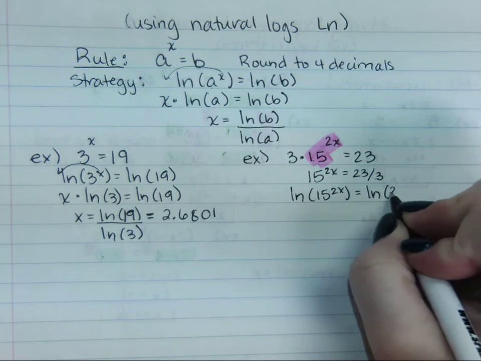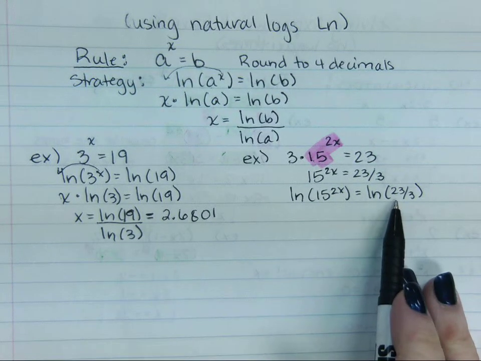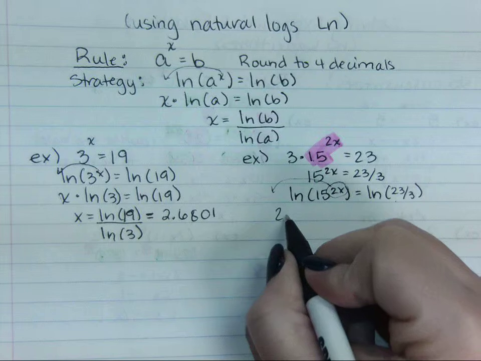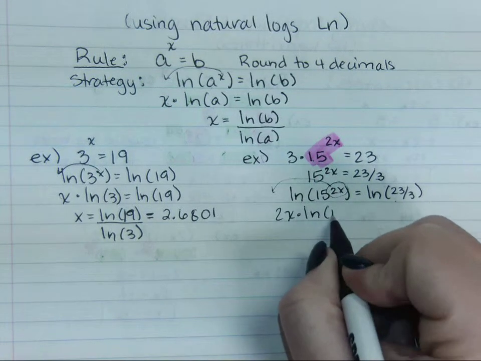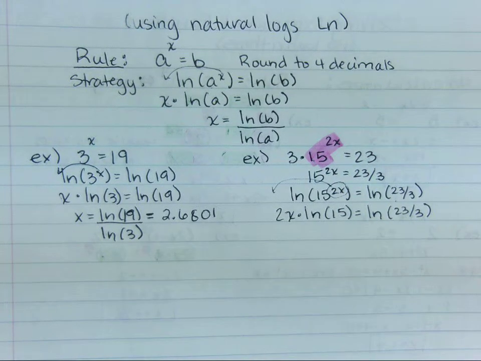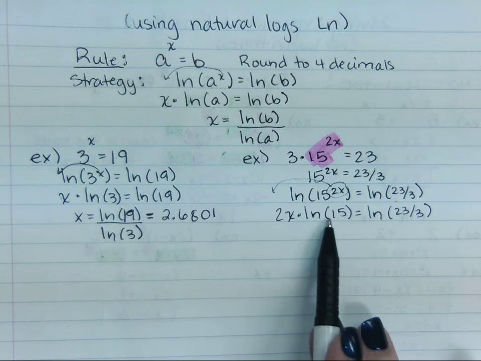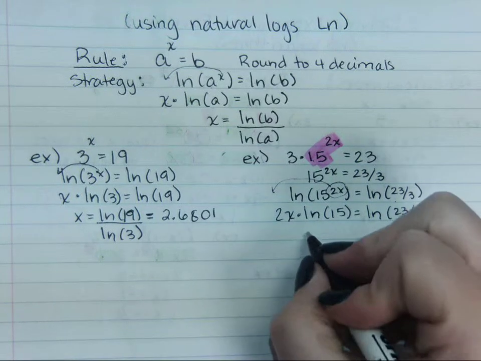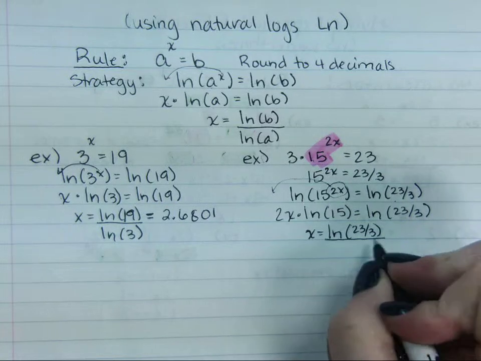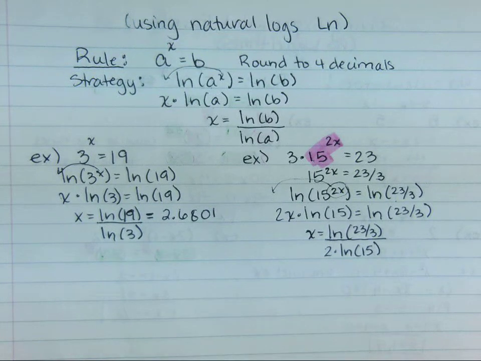And when you take the ln, leave the 23 over 3, again in parentheses, because I need the natural log of the entire fraction. Now again, it's going to let the entire exponent jump out front. So this is 2x times the ln of 15 equals the ln of 23/3. And now when I go to divide, I need to isolate x, and it's being multiplied by this number and the number 2. So when I isolate my x, I'm going to divide both sides by both numbers. The 2 and the ln of 15 are both going to go down in the denominator of the other side.